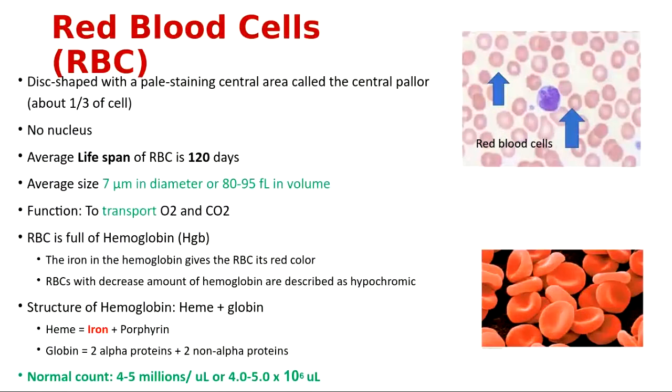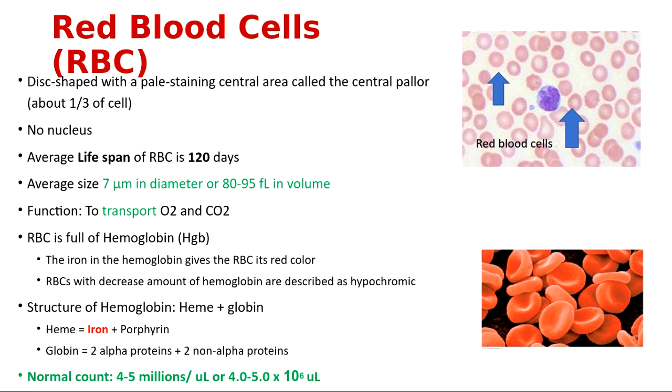Slide number 13 starts with red blood cells. So the red blood cells are the cells that actually give the red color to our blood, because red blood cells are full of hemoglobin, and hemoglobin contains iron. And iron, the iron part of hemoglobin, is the one that attaches to oxygen. So the function of red blood cells is to transport oxygen to the tissues and pick up the CO2 so that it can be brought to the lungs and we can exhale it.